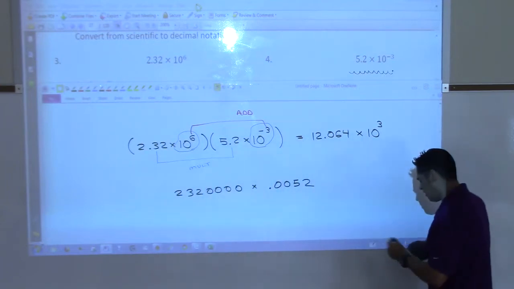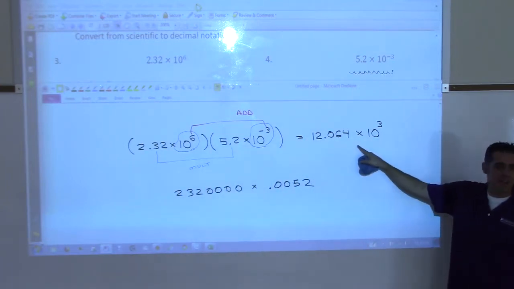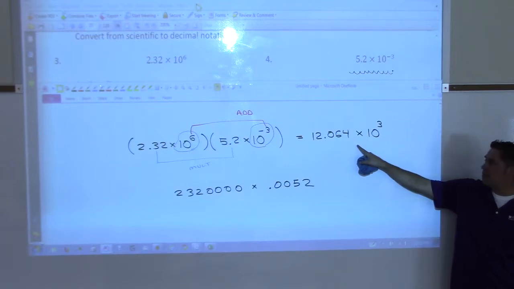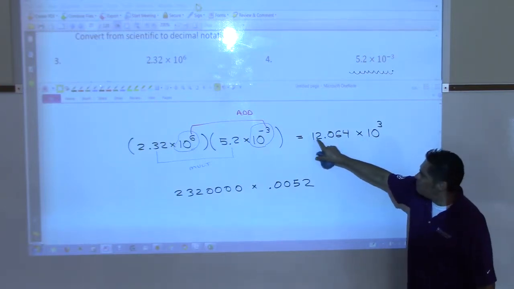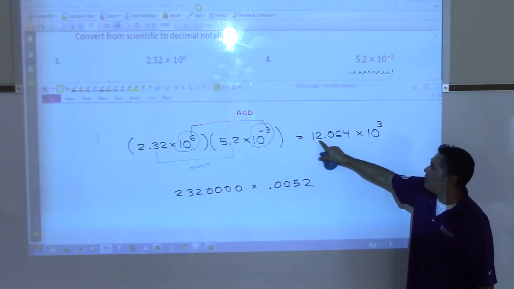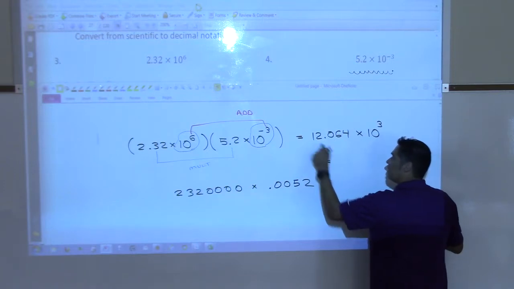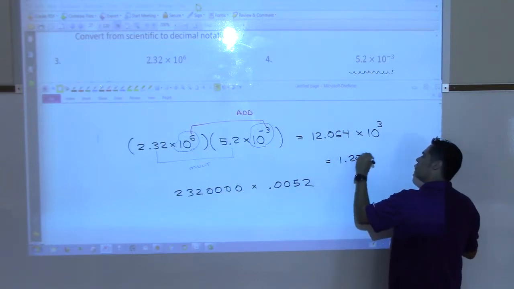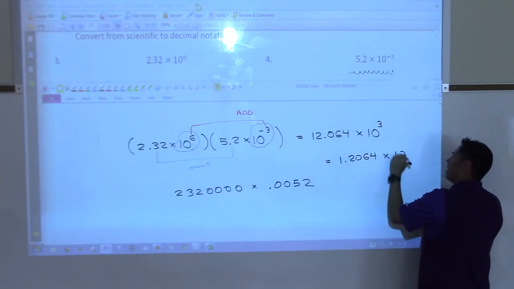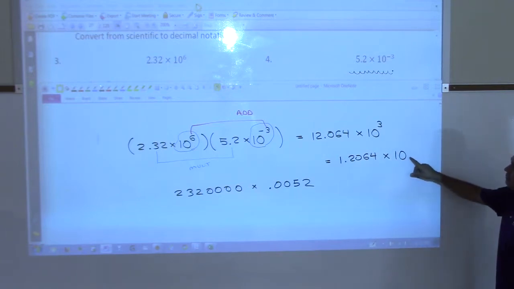Now this is the answer. But it's not in scientific notation. Why is this not in scientific notation yet? You're supposed to have one digit before the decimal. So I need to move this way, right? Okay, so if we're going to move the decimal to the left, 1.2064, then I'm going to have times 10 to what power? 4, right? Do you all agree?